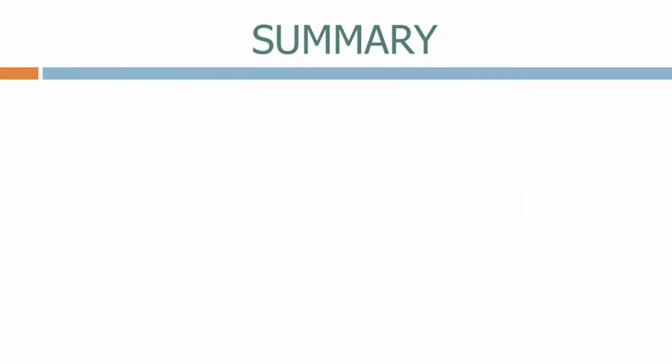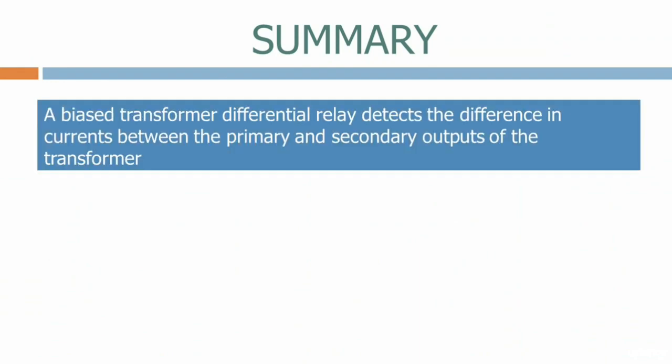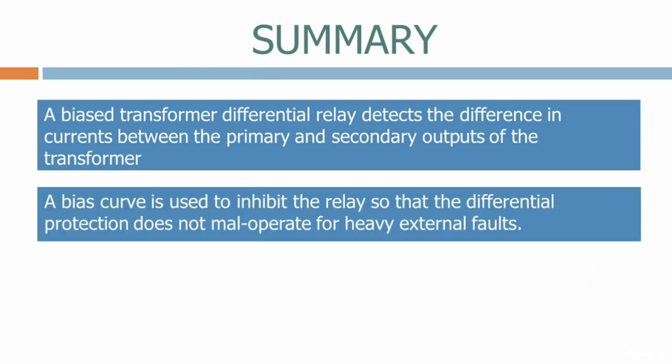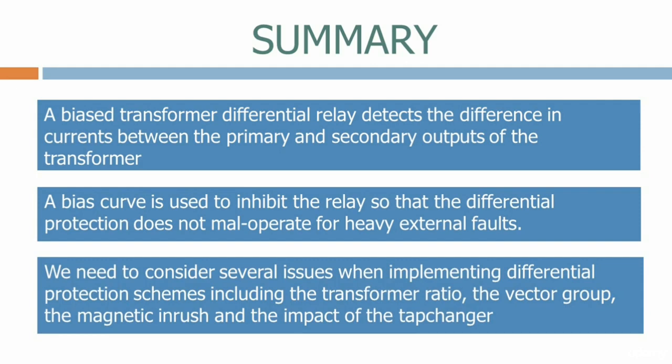Let's summarize what we've learned today. A biased transformer differential relay detects the difference in currents between the primary and secondary outputs of the transformer. A bias curve is used to inhibit the relay so that the differential protection does not maloperate for heavy external faults. We need to consider several issues when implementing differential protection schemes, including the transformer ratio, the vector group, the magnetic inrush, and the impact of the tap changer.